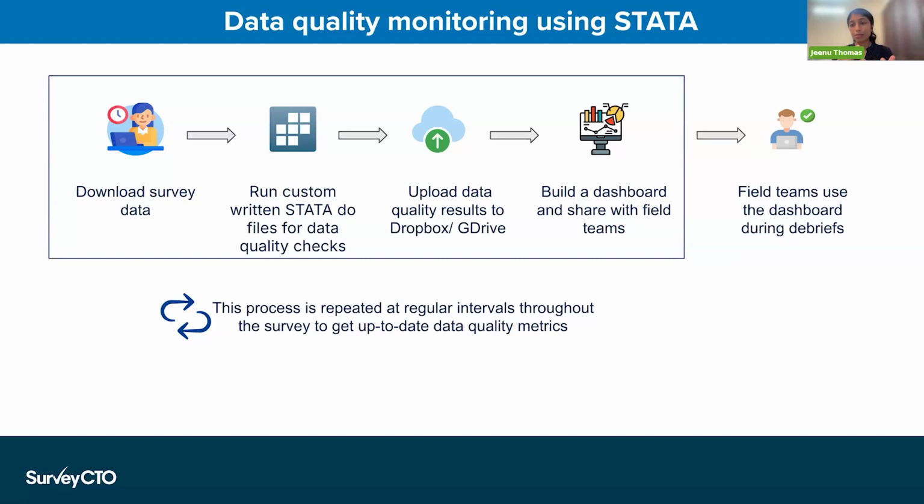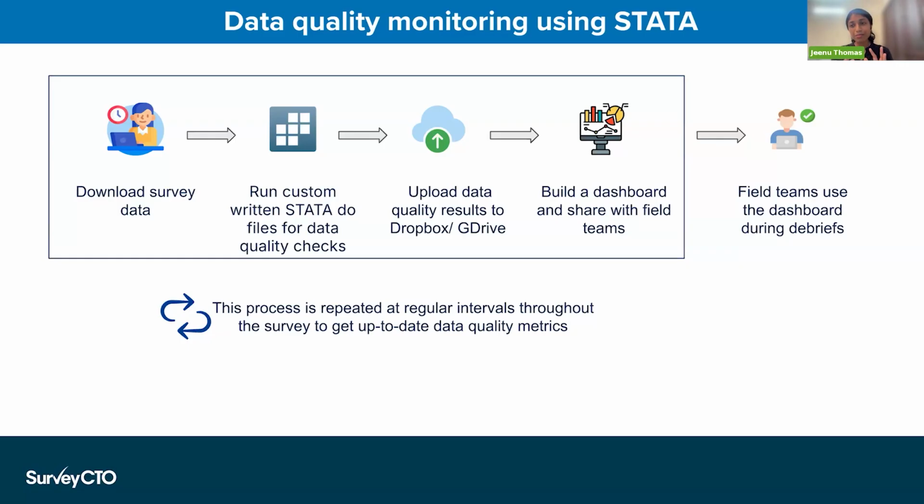So you would set up maybe a dashboard or a Google Sheet where these outputs are uploaded and shared with the field teams. And this is a process you have to repeat at regular intervals throughout the survey, depending on how frequently you like these data quality metrics to be communicated with the field team.